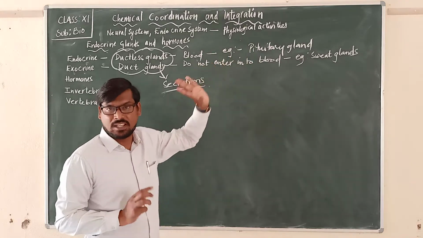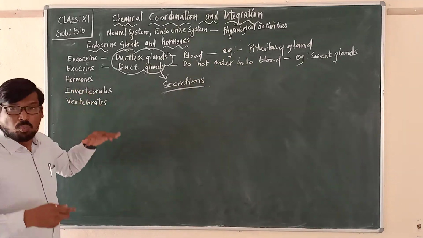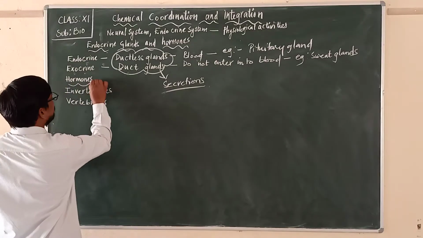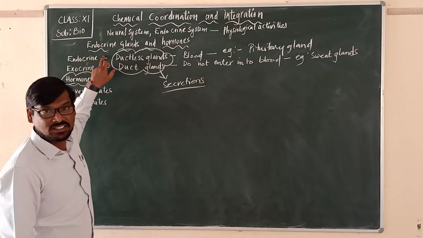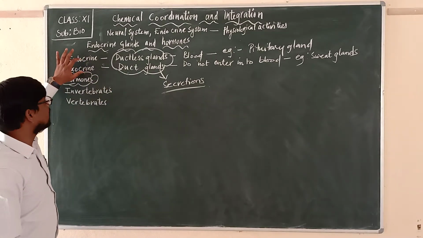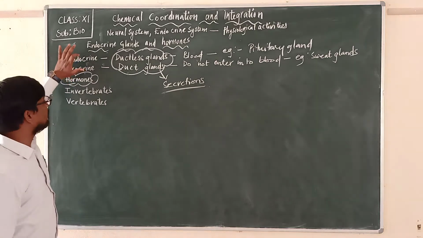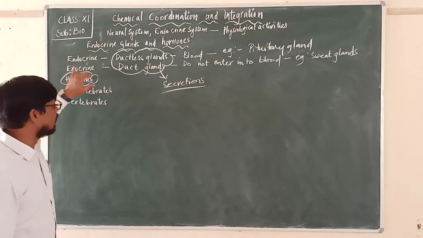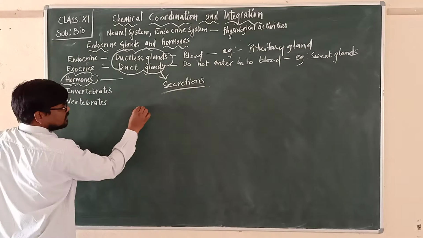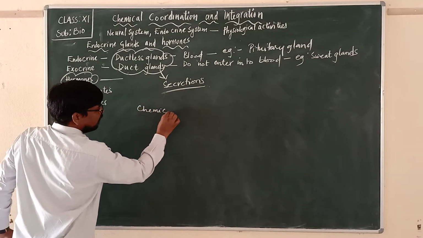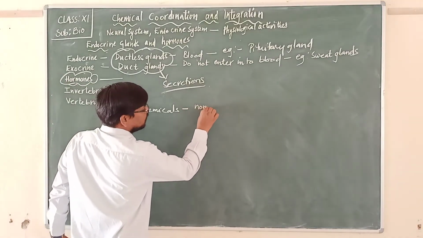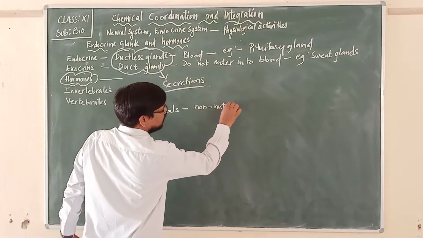So the secretions from endocrine glands are released into the blood, for example the pituitary gland. The chemical substances produced from the endocrine glands are called hormones. These hormones are chemicals, but these chemicals are non-nutrients.